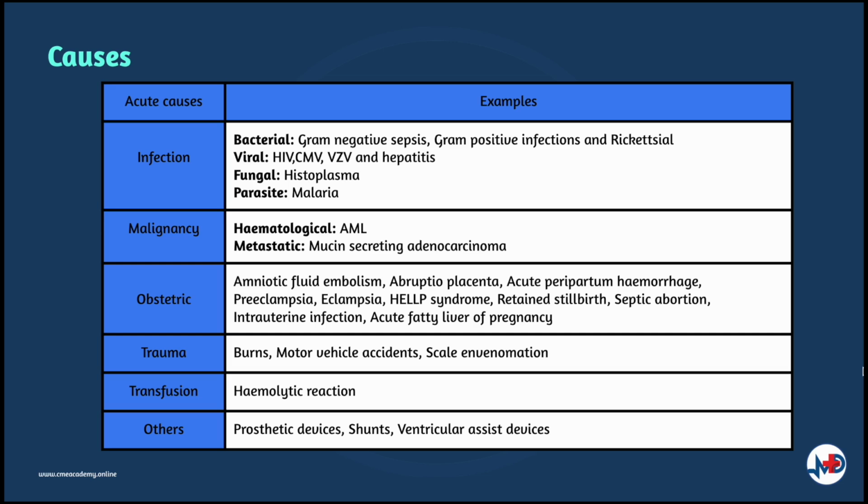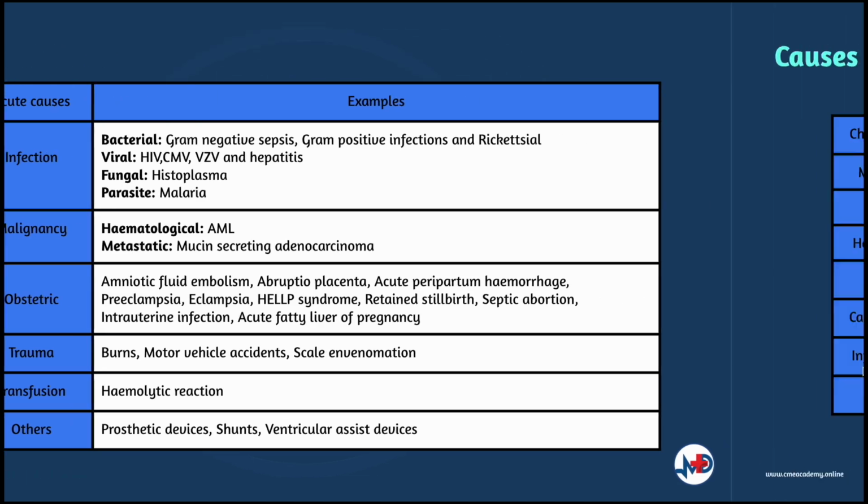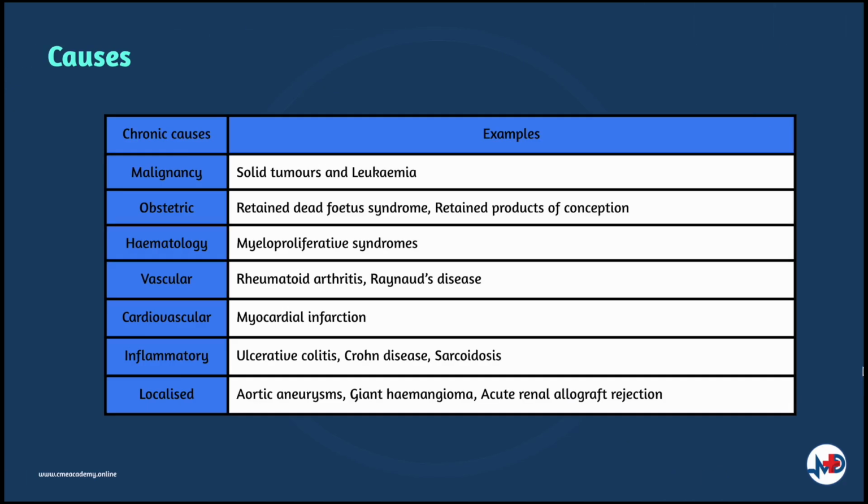Then we have trauma, which comprises burns, motor vehicle accidents, and snake envenomation. Do note that DIC can happen in transfusion as well if there is a hemolytic reaction. Other remaining acute causes include prosthetic devices, shunts, and ventricular assist devices. Chronic causes include malignancy, obstetric, hematology, vascular, cardiovascular, inflammatory, and localized causes.